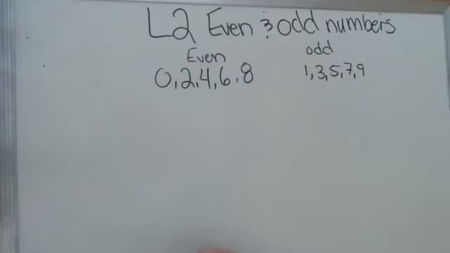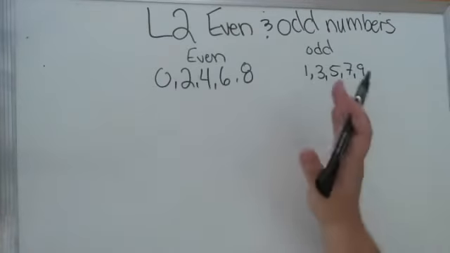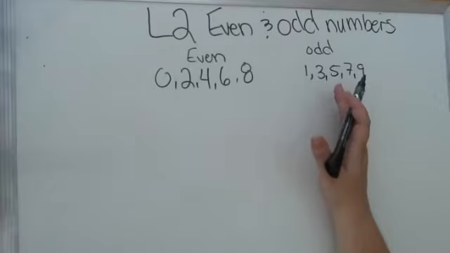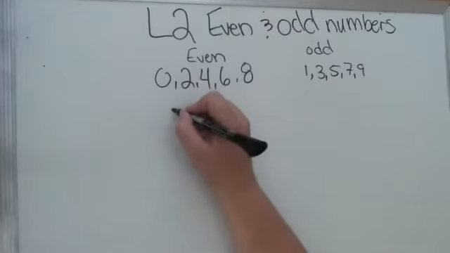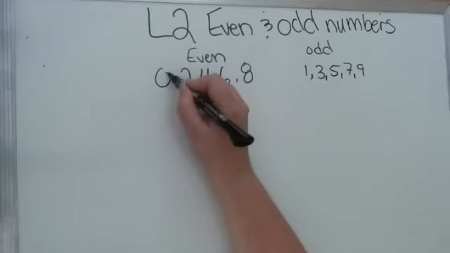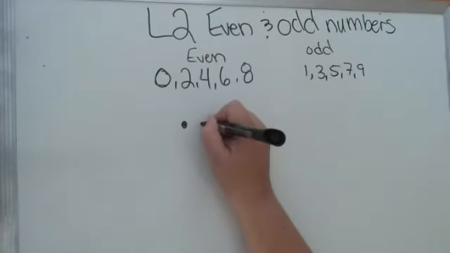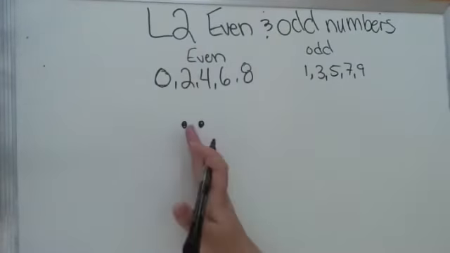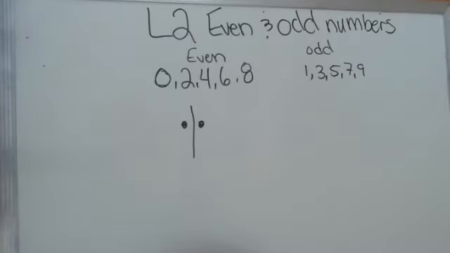The reason they're referred to as even and odd is because if I were to split them in half, even numbers split evenly. Odd numbers split oddly, okay? Even numbers, 0, if I split it, is just 0 on either side. 0 can't be split. That is just a placeholder. But 2, let's say I have 2 dots, okay? If I were to split them in half, I would have 1 dot on either side.